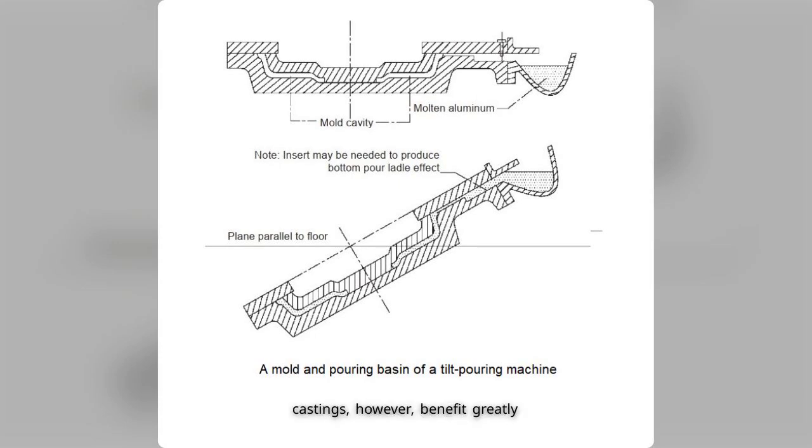Many castings, however, benefit greatly from tilt pouring, which provides significant advantages over statically poured castings in a vertical plane, as it's shown in this figure. Tilt pouring offers advantages in less pouring turbulence, more consistent filling speeds, less reliance on operator skills, and it facilitates full automation.